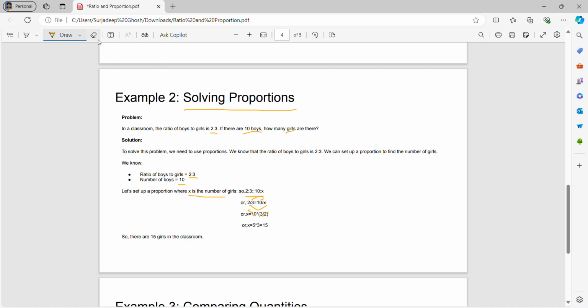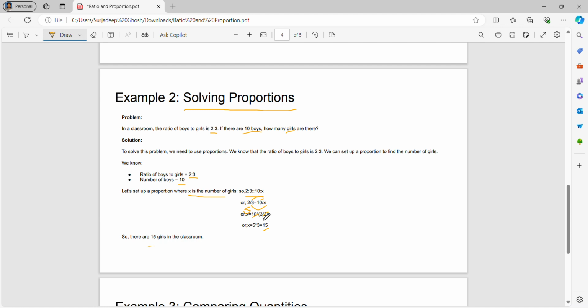Yes, it is 5. So x equals 5 into 3 equals 15. So how many girls are there? It is 15. Okay, a very basic problem.